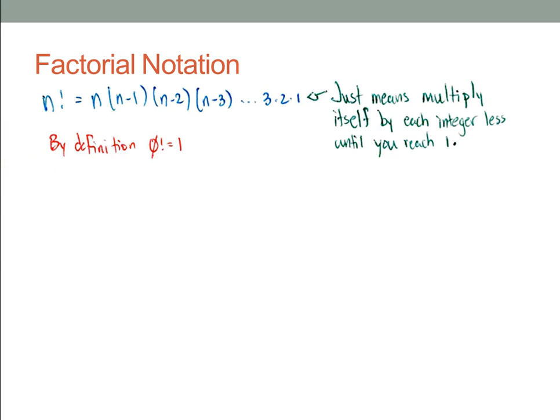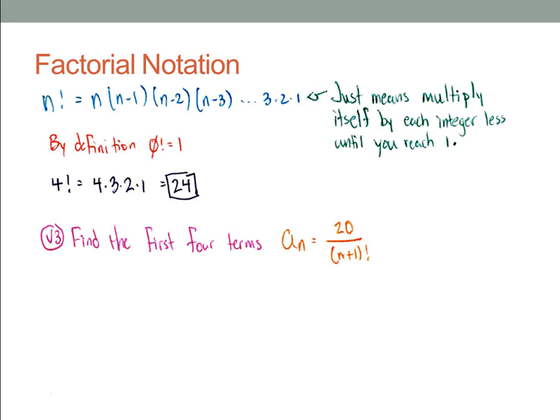So by definition, 0 factorial is 1. Let's get that out of the way. And now let's take a look at an example. Okay, so what this means is I have 4 factorial. That's 4 times 3 times 2 times 1. So you see I'm just subtracting one number less until I get to 3 times 2 times 1. 4 times 3, 12, 12 times 2, 24. 24 times 1 is 24. Perfect. All right.